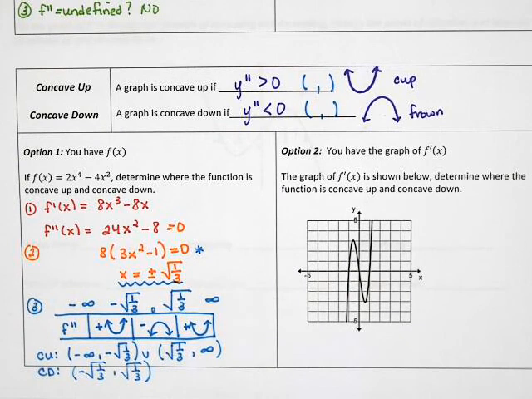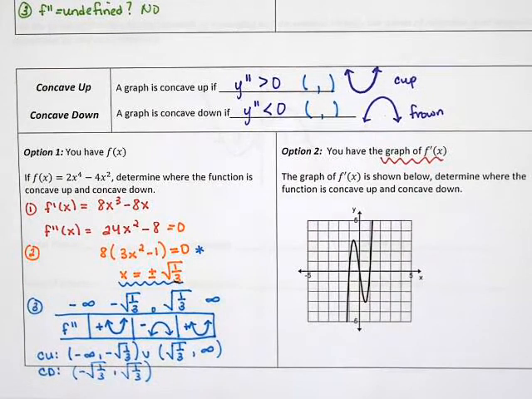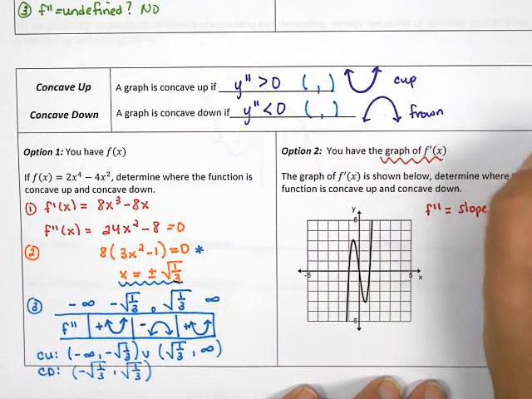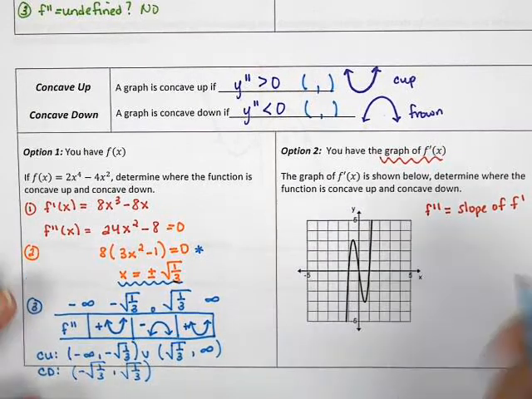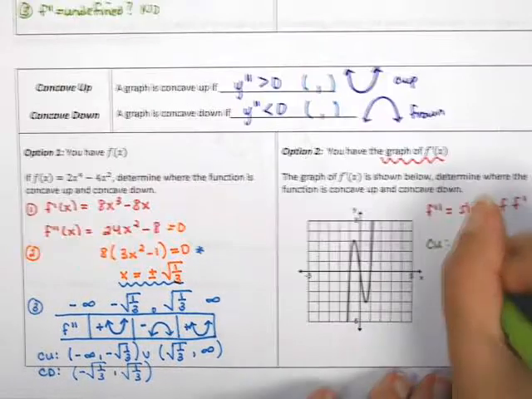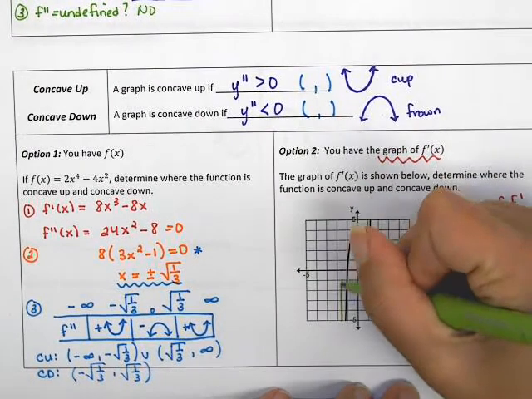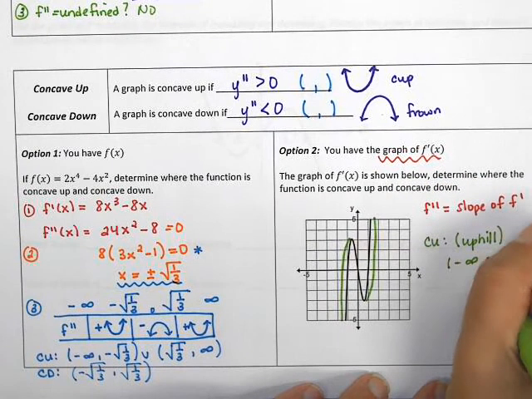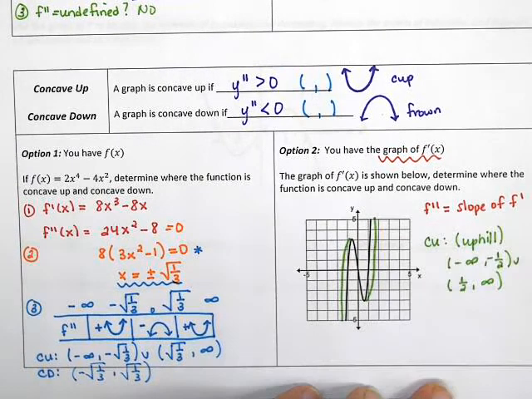Now let's say instead of giving you the function f of x, I give you the graph of f prime. Since we want to talk about the second derivative, it is the slope of f prime. In other words, it's the slope of this graph. So we are going to be concave up whenever the slope is positive. So that would be from here to here and from here to here. So we would say from negative infinity to negative 1/2 and from 1/2 to infinity.